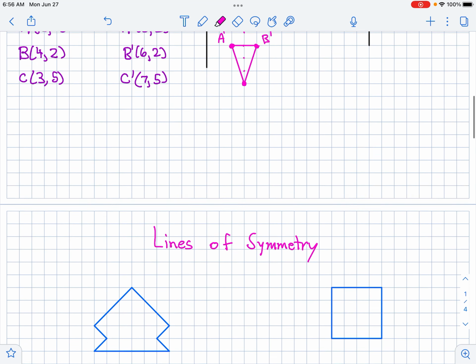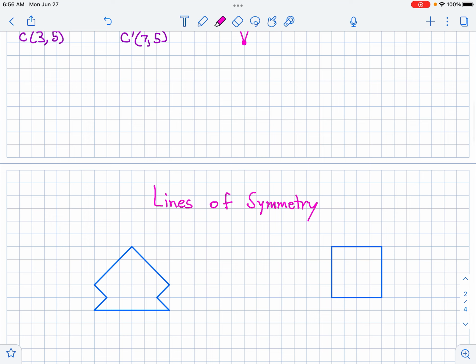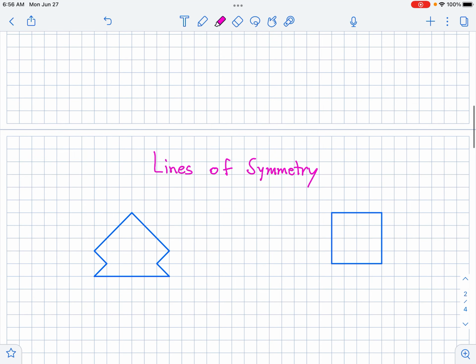Now, I want to talk about something different, a line of symmetry. Let's suppose you have a figure like this one right here. What we want to talk about is the symmetry in that figure, a line of symmetry. In other words, is there a line that I could make so that I could fold, crease this image and fold it where it would lay exactly on top of itself?